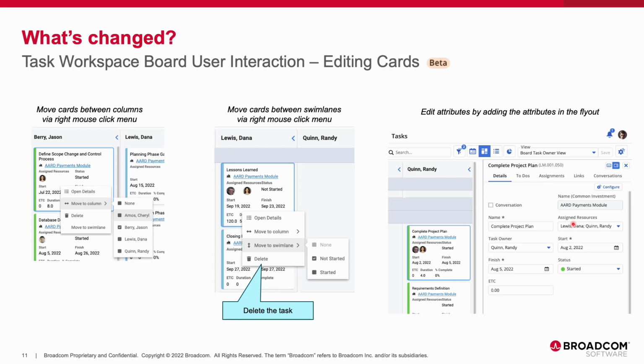You'll use this method if there are areas where you don't have the attributes shown within a swim lane or a column; you will configure that within the flyout.